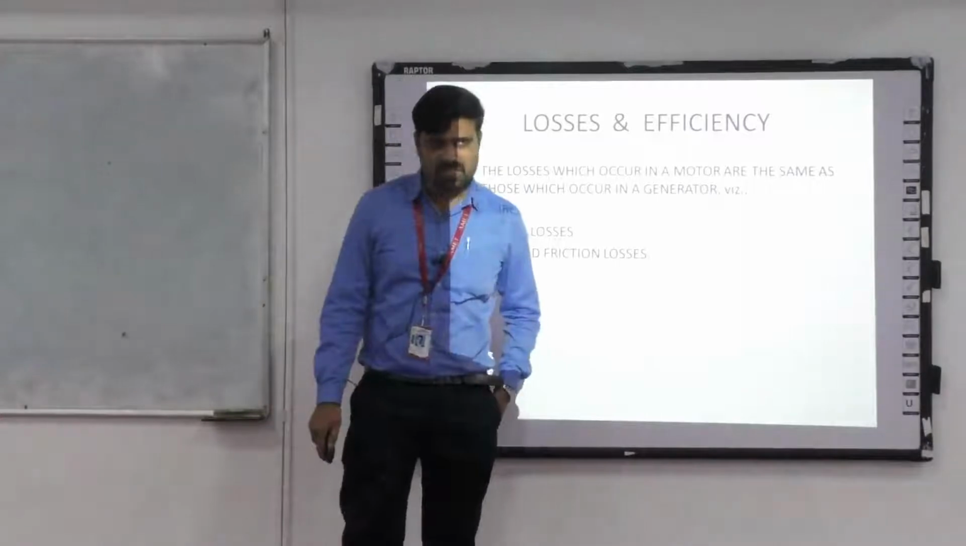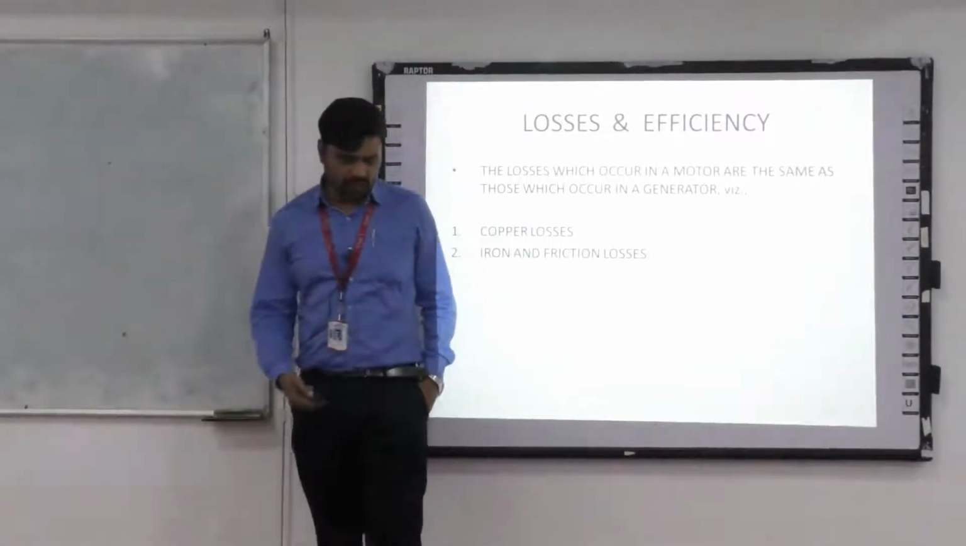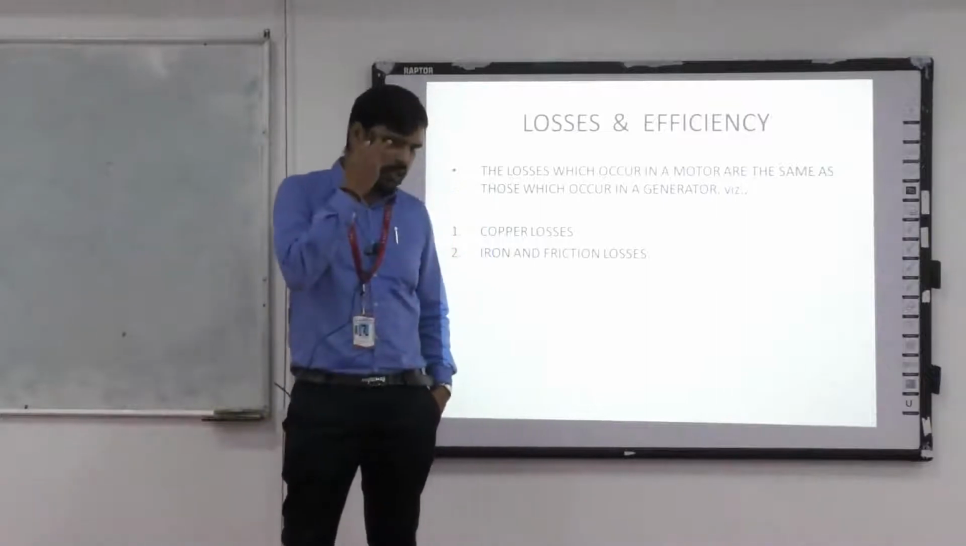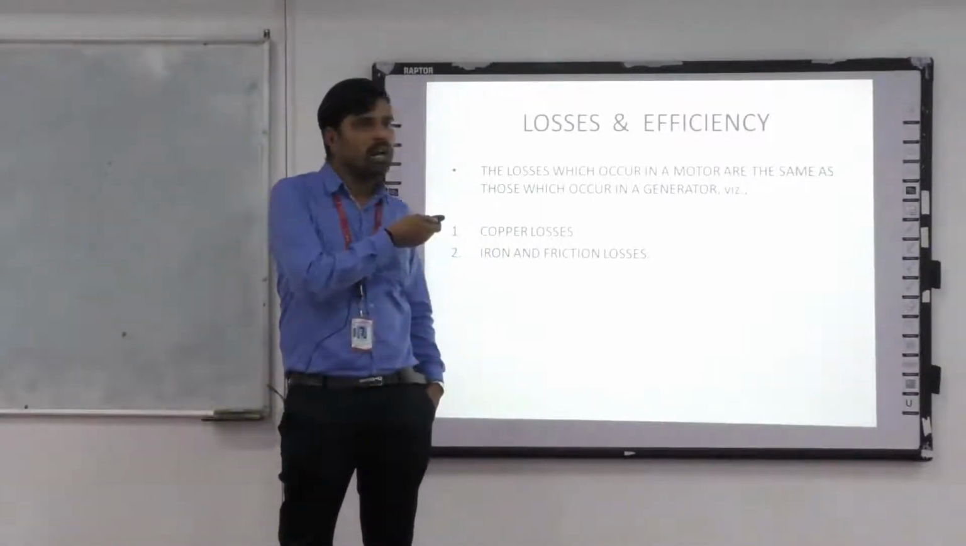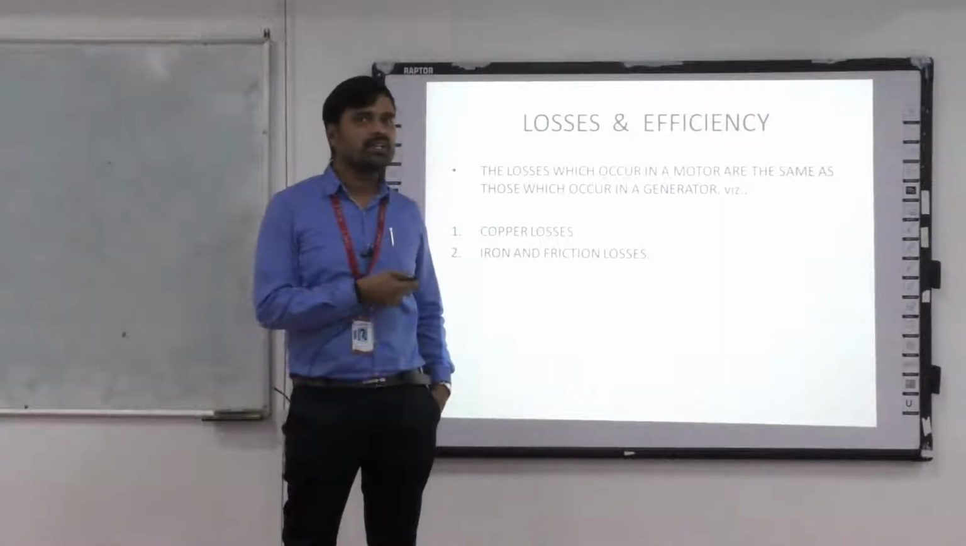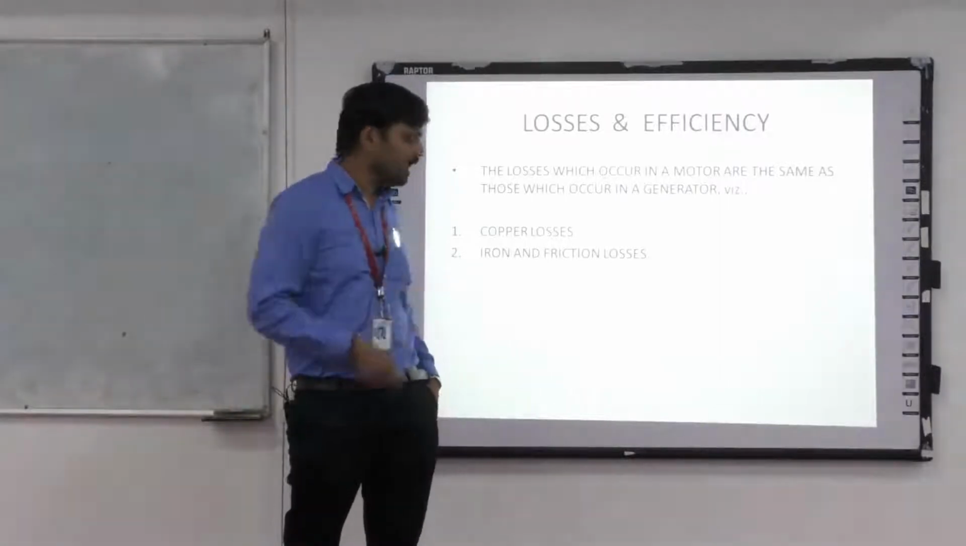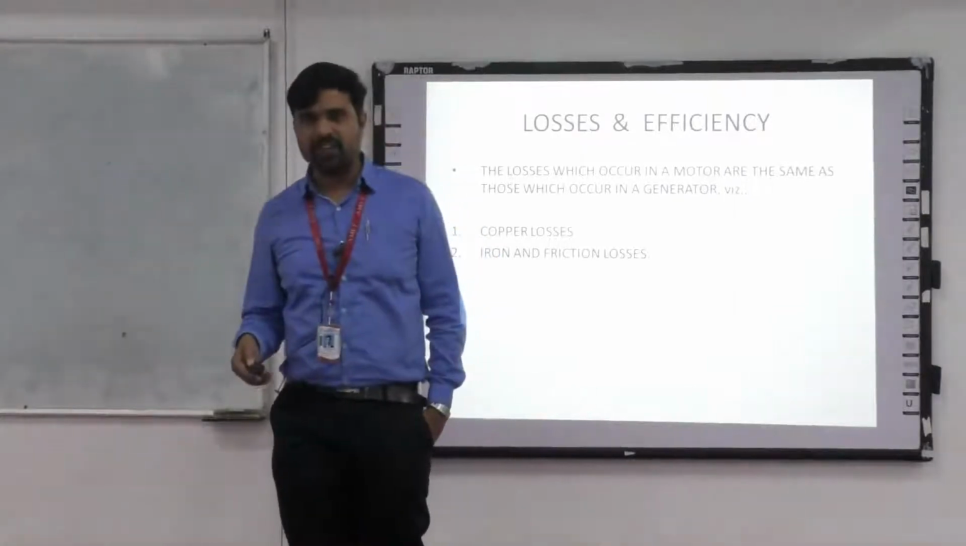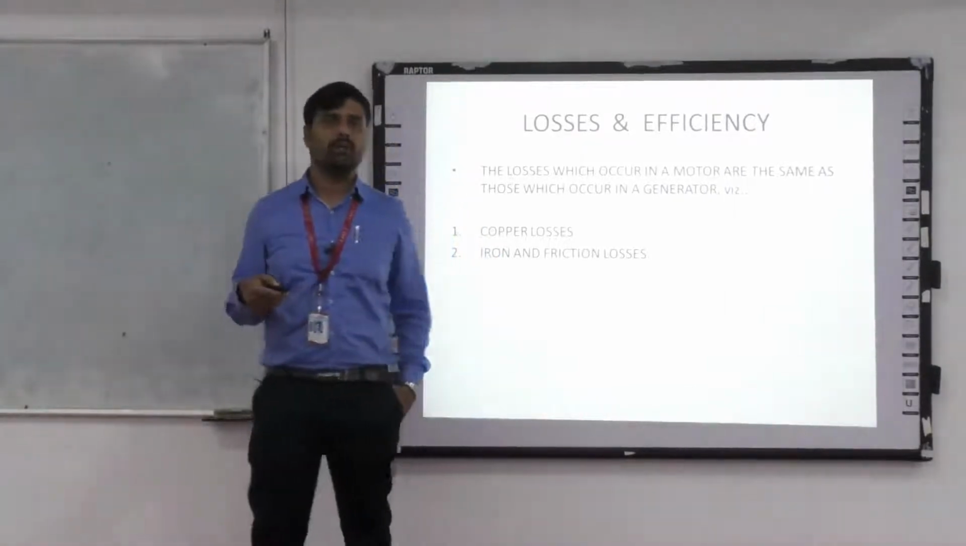Next one is losses and efficiency. What are the types of losses happening in the DC motor? The types of losses are core loss, copper loss, and friction and windage losses. So why are we discussing the losses? When we are calculating the efficiency, the losses become important, right?